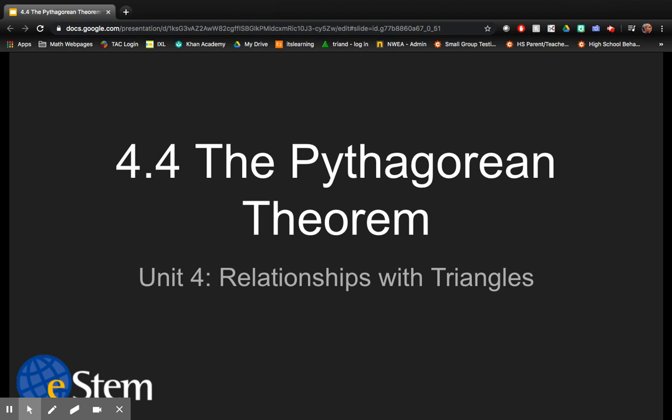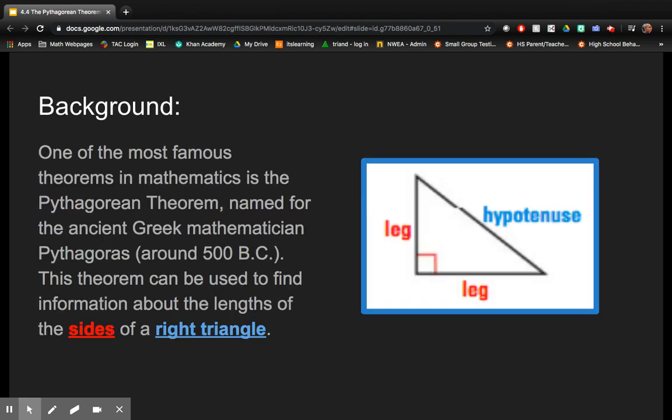4.4, the Pythagorean Theorem. In Unit 4, relationships with triangles. One of the most famous theorems in mathematics is the Pythagorean Theorem, named for the ancient Greek philosopher and mathematician Pythagoras. This theorem can be used to find information about the length of sides of right triangles.